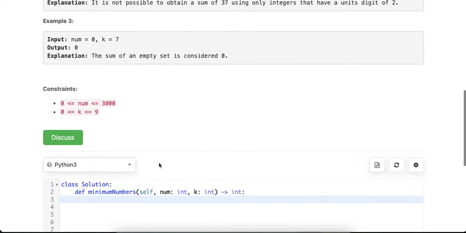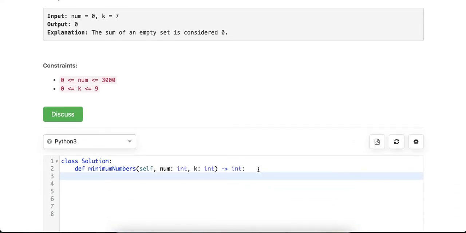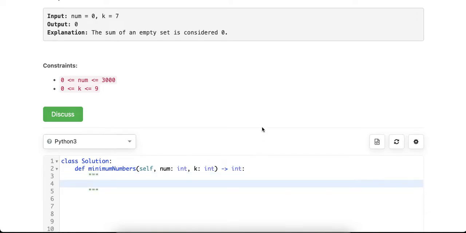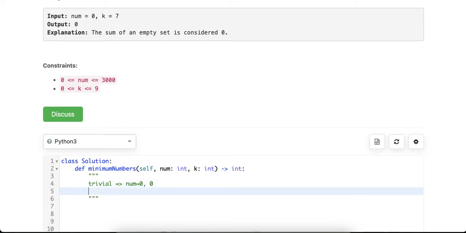Okay, now how to solve this? First of all, we need to realize the conditions. There is one trivial condition: when num is 0, we just return an empty set. So the answer will always be 0, right?